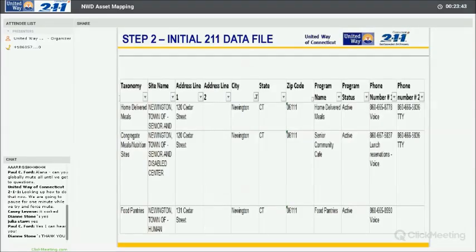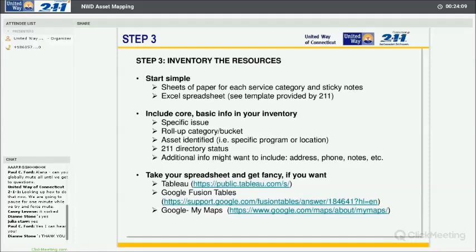And this is a snapshot of what that file looks like that went to the 3 communities. Pretty simple. We didn't give you a ton of information. We gave you the taxonomy, the site name, the address of the resource, the program name, and phone number. So, you have just a snapshot of the various resources.